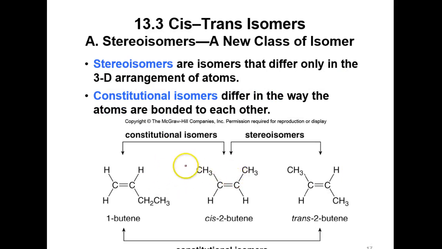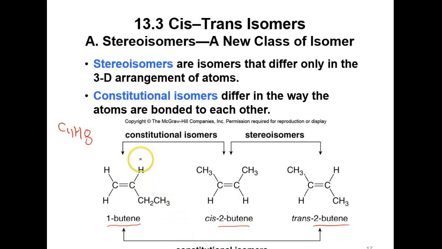I like this slide because it shows you the difference between constitutional isomers and stereoisomers. Constitutional, same formula. The formula for all of them is C4H8. Notice my double bond here is at the 1 carbon, so this is called 1-butene. These are called 2-butenes. Just by looking at the names, if the names are different, they're different molecules. So those are constitutional isomers.